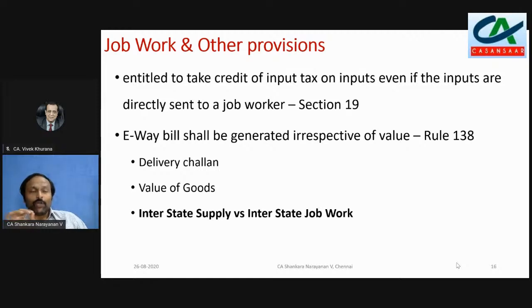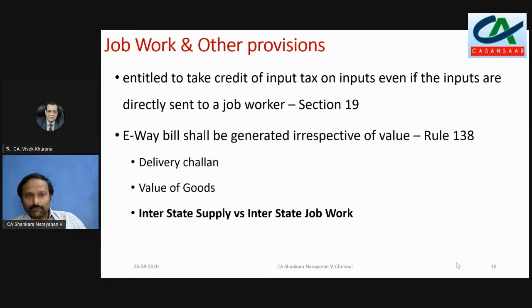Many people do not do this. When I send, I raise a delivery challan. When I receive it back, my job worker raises an invoice and gives it back. Now, is it right for a job worker to raise an invoice and raise an e-way bill for that invoice? It is wrong, because the invoice given by the job worker is for the service rendered by him. It is not a supply of goods. And you can raise an e-way bill only for an invoice which is for supply of goods, not for supply of service.